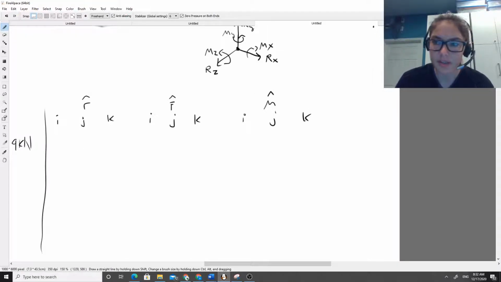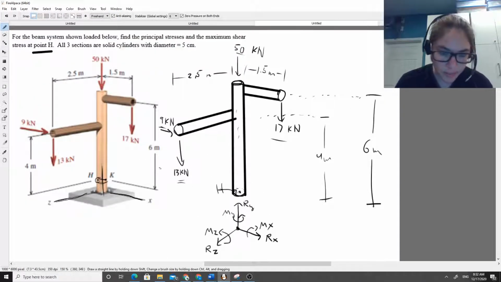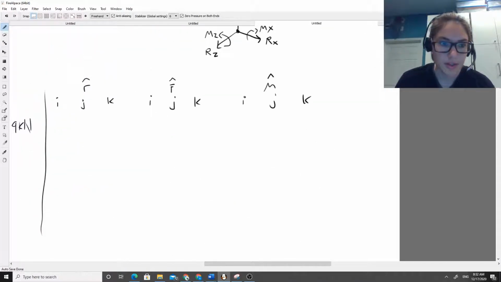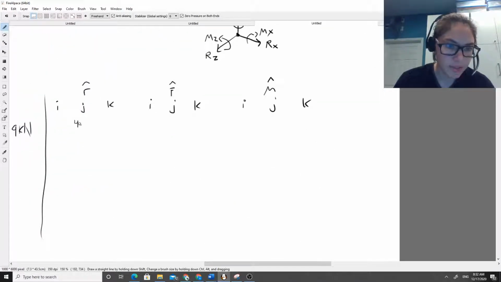Its position vector is the distance away it is from the cut plane. So what is the distance strictly in the y direction that this force acting right here is away from my cut plane, which is right here? Well, in the y direction, it's going to be 4 meters, right? So j is our y direction, so we'll go ahead and put that down. This is x, and this is y, and this is k, z, right?